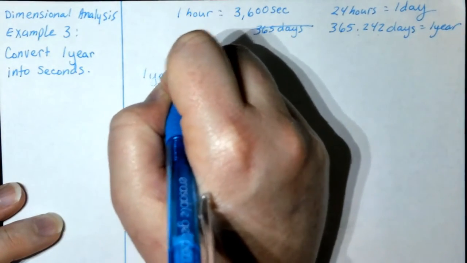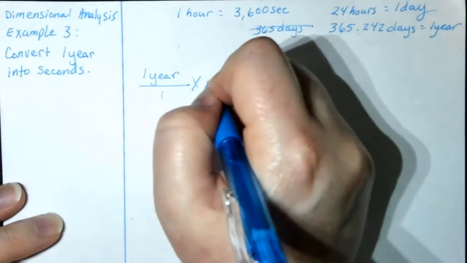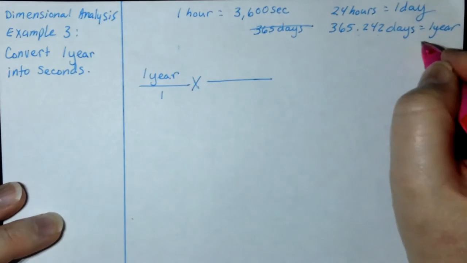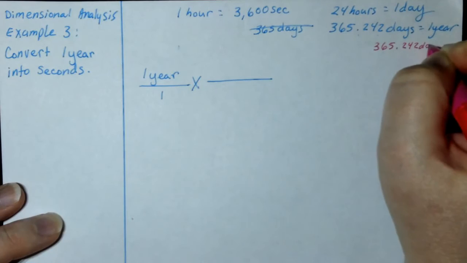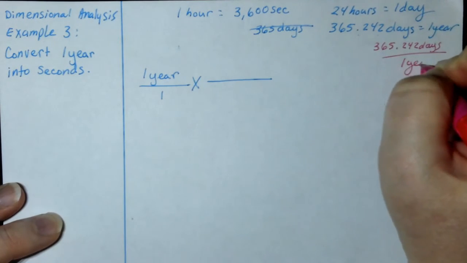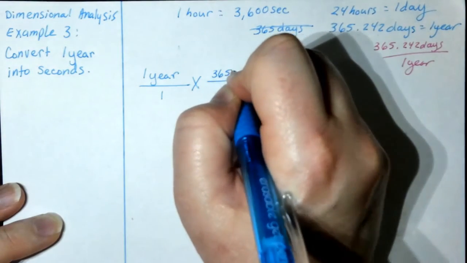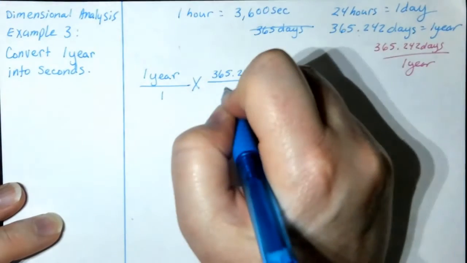So I'm going to start out with 1 year, and I'm going to just put it over 1. Then I'm going to do times. What should my first conversion factor be? I want to get rid of years first. So let's see. I'm going to use this one: 365.242 days per 1 year. That's the conversion I'm going to use. 365.242 days over 1 year.